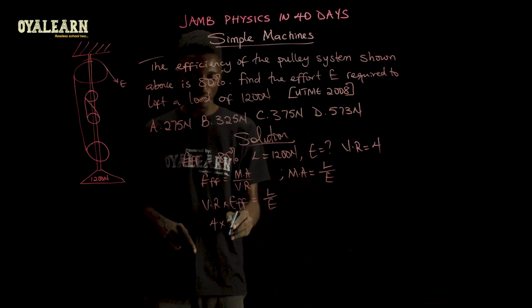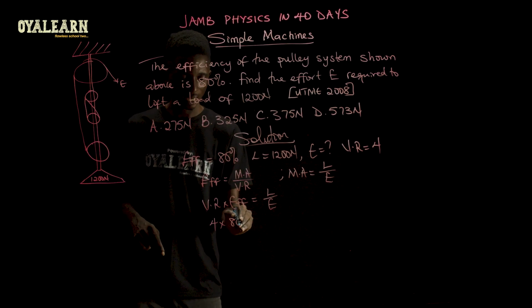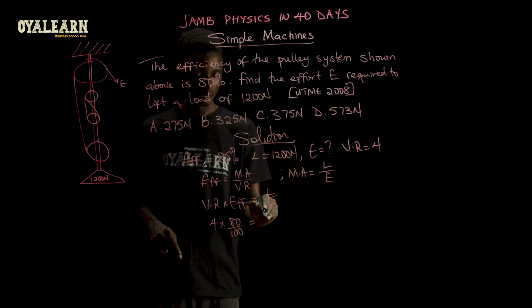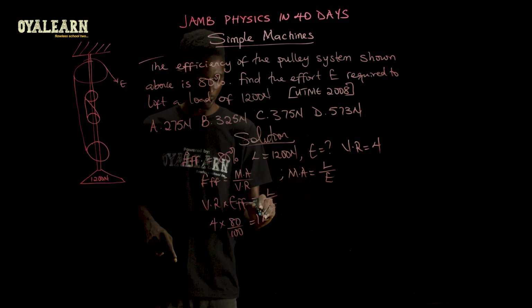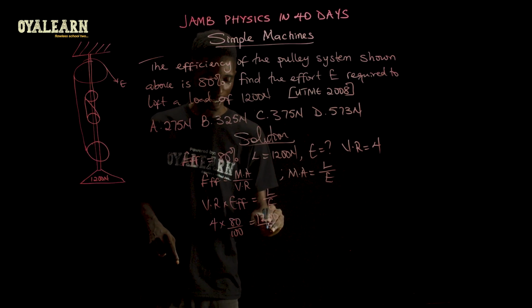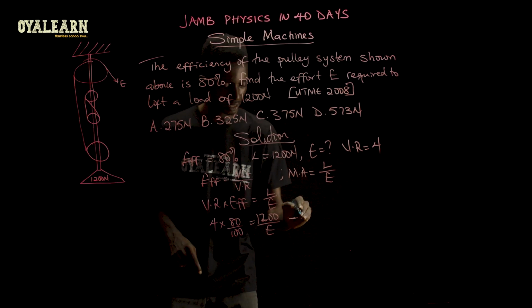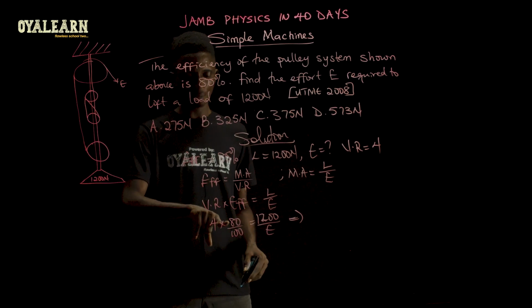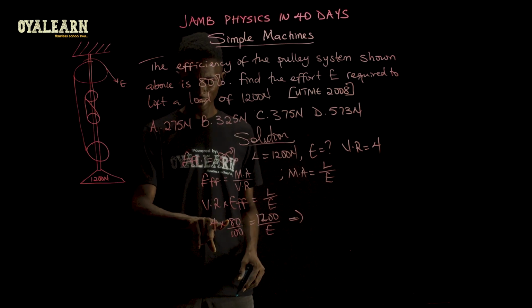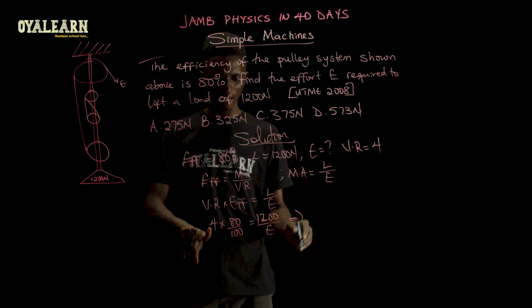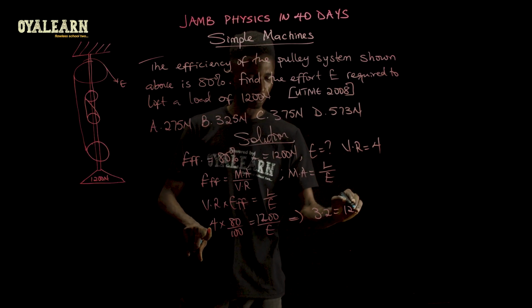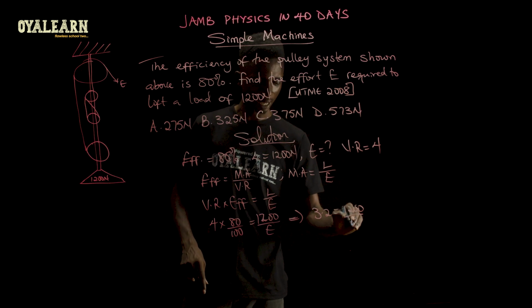Multiply that by the efficiency, which is 80%, so 80 over 100, equals load, which is 1,200 over effort. So from here, what this implies is that we can break this down and say 80 over 100 will give us 0.8. 0.8 times 4 will give us 3.2. 3.2 equals 1,200 over effort.